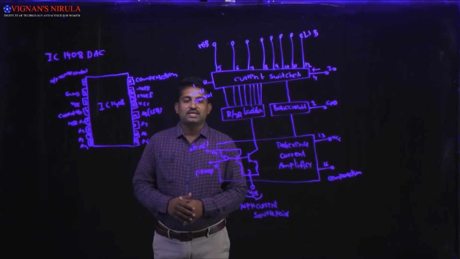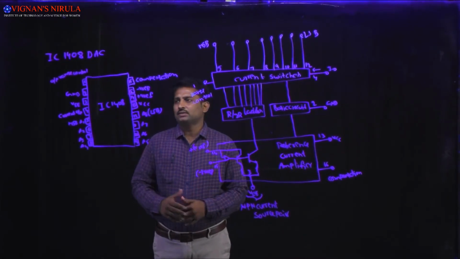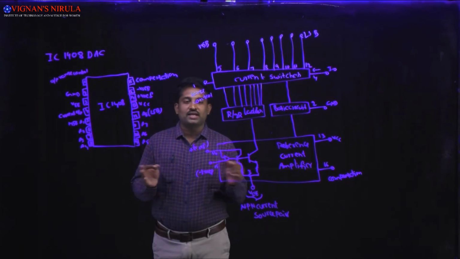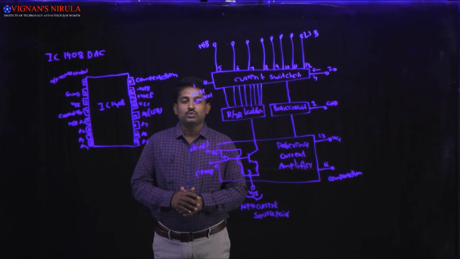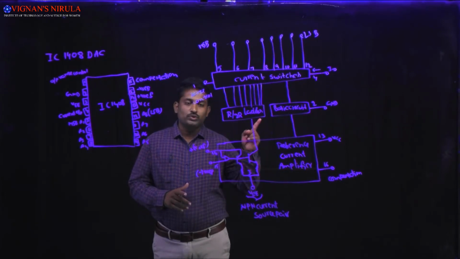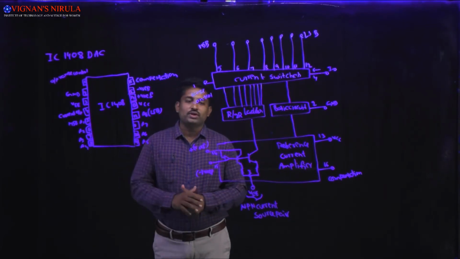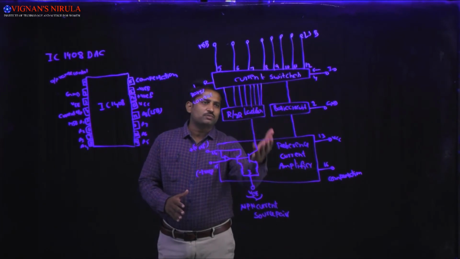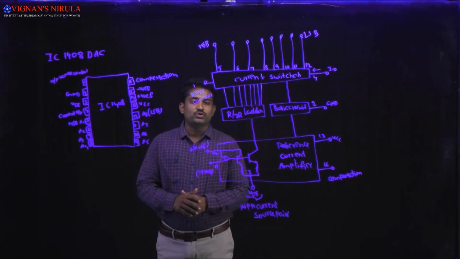Coming to the IC1408 DAC, which is nothing but an 8-bit R by 2R ladder type DAC, which consists of 8 inputs and is used to design circuits where the output current is a linear product of the binary input word. For that we are going to use the IC1408. Here I am showing you the pin diagram as well as the block diagram of IC1408.